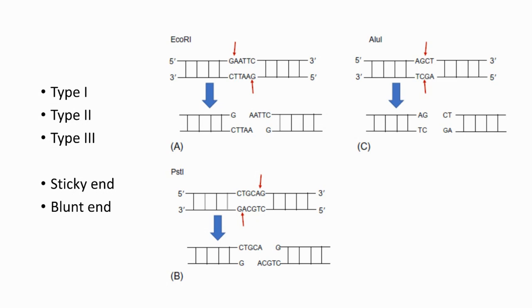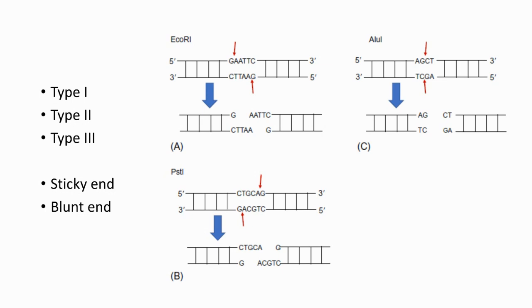We have type 1, type 2, and type 3. For the type 1 restriction endonuclease, the cleavage site would be 1,000 bases away from the recognition site. And then the type 2 restriction endonuclease, which is the most important one, we will discuss later.